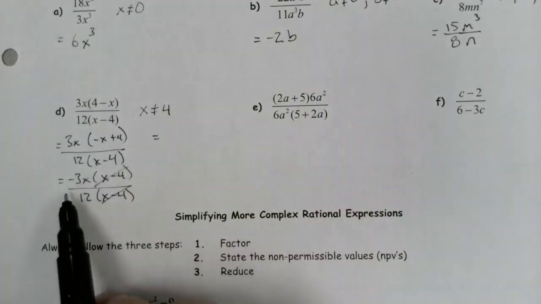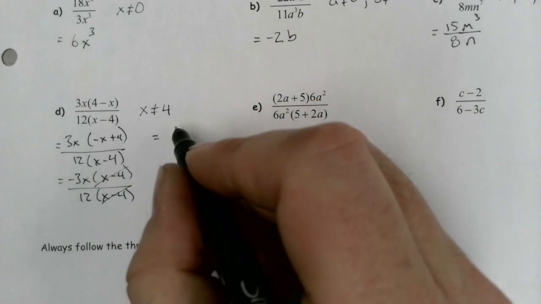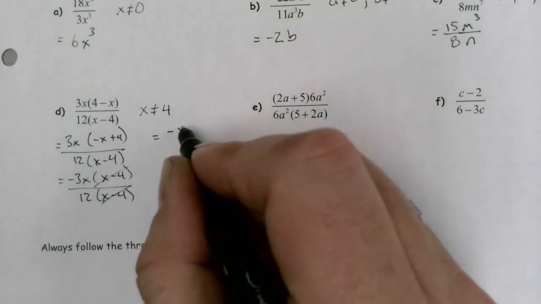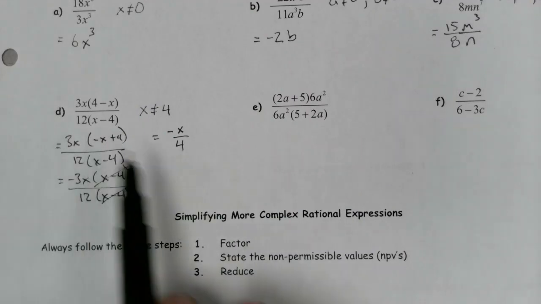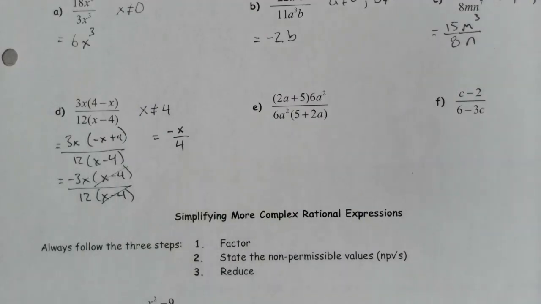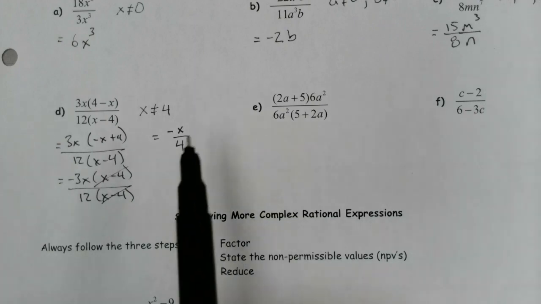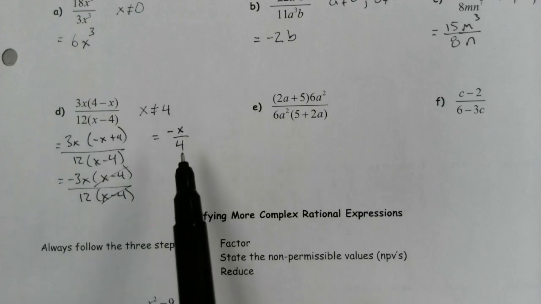Now, negative 3x over 12, well, 12 and 3 each have a factor of 3 in common, and when I divide that out, I end up with a 4 in the denominator. So this is going to be equivalent to negative x over 4, so long as x doesn't equal 4. Now, bear in mind, when I look at this right here, this doesn't have a problem if I put 4 in. If I put x is equal to 4 in here, that just goes to negative 1.